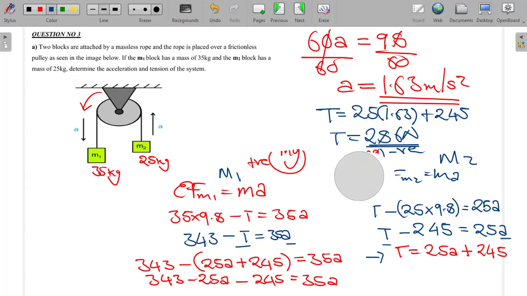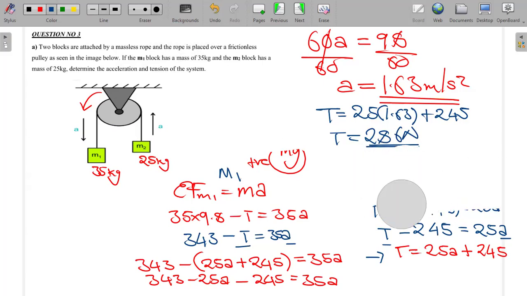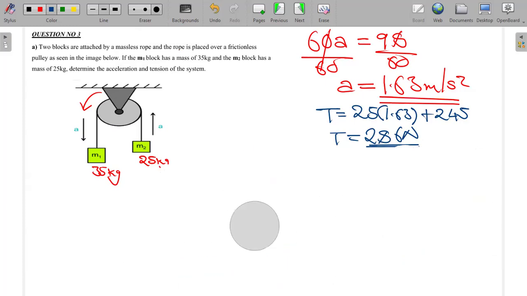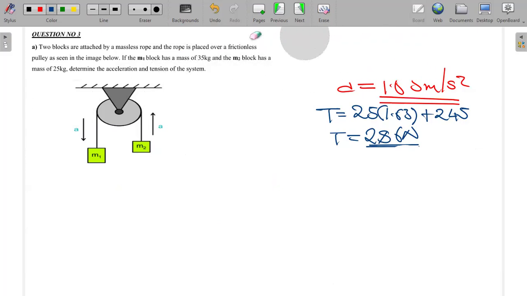As simple as that. So we've solved a lot of such questions. By now, I don't expect an Atwood machine to be a challenge to any of my students. So the acceleration, we said, is equal to 1.63 meters per second squared, like that. Then the tension is 286 newtons.